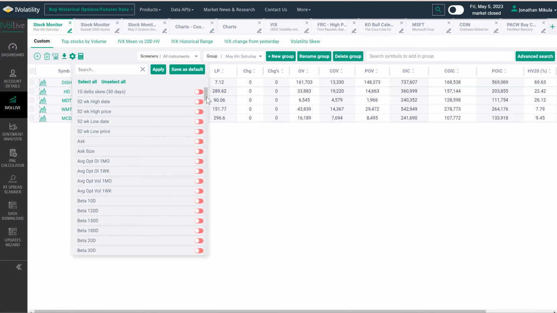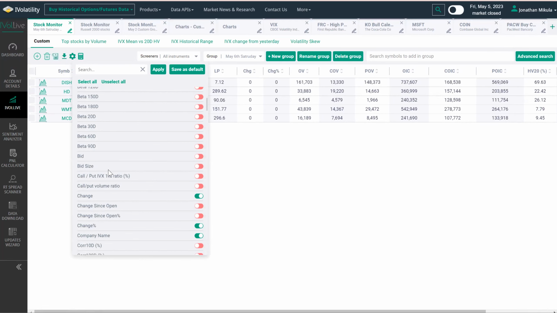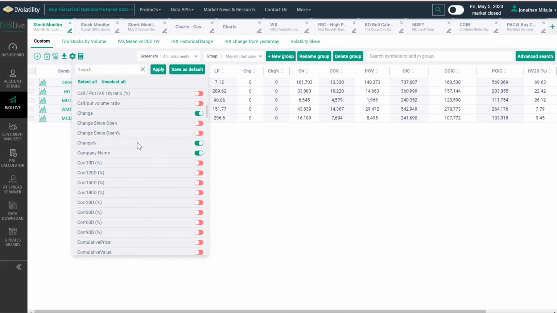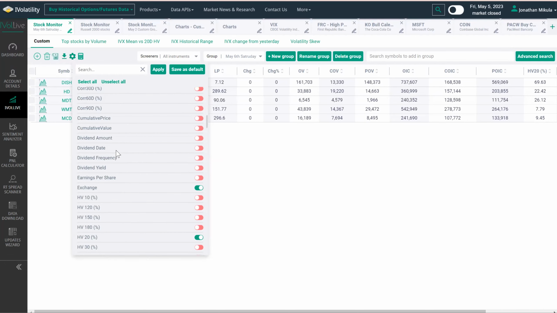So this is alphabetized. These are all the different things that we have. So you could add things like ask size, 52-week high, average option volume. You could have beta. And again, we're all different traders. Every trader has their own unique style. Some are short-term, some are long-term, some are intermediate term. So depending on the time frames you're most interested in, like correlation, you're able to decide what data you want displayed within these different columns.